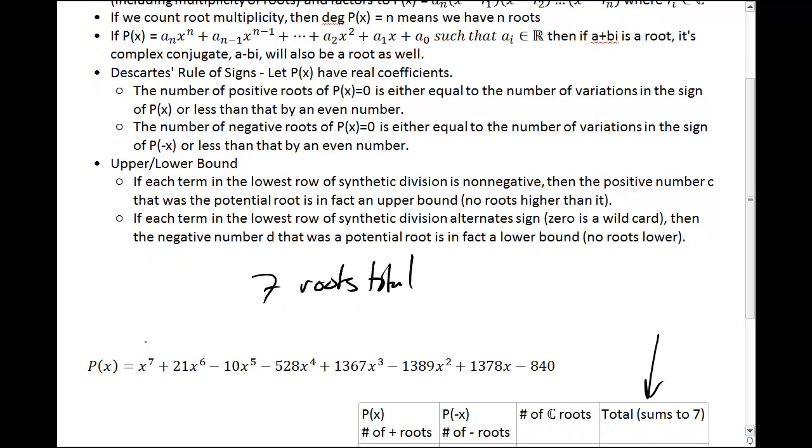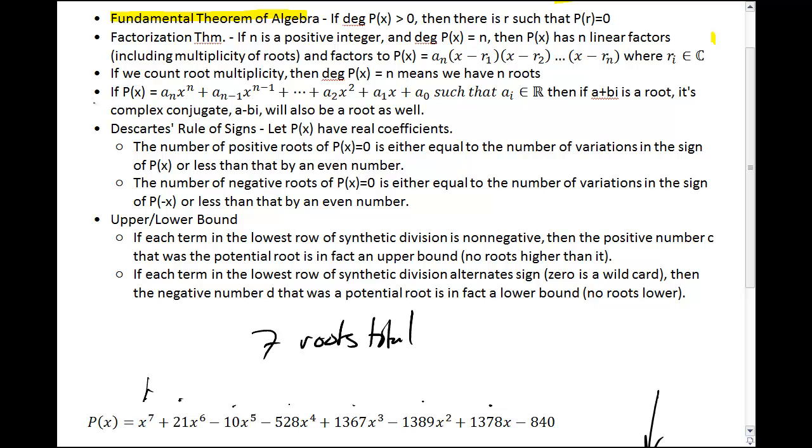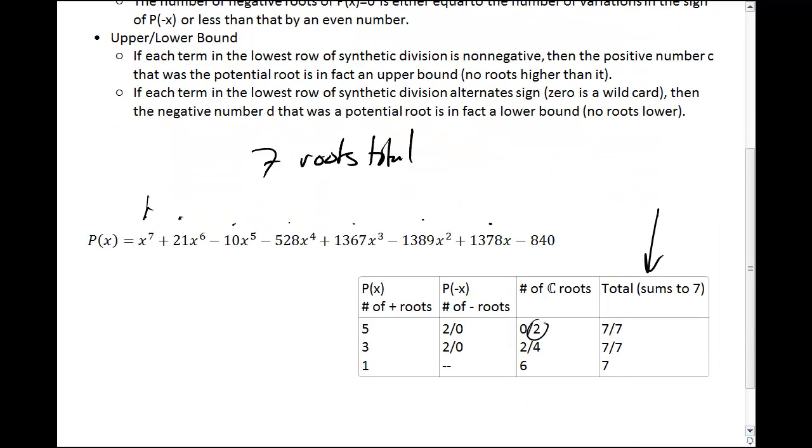Each of these has a real coefficient. I have no imaginary numbers in any pieces, no square roots of negative one. So this means that if I am going to have complex numbers and I have one, I'm going to have the other as well. So you'll notice my complex numbers are always going to come in nice even number pairs.